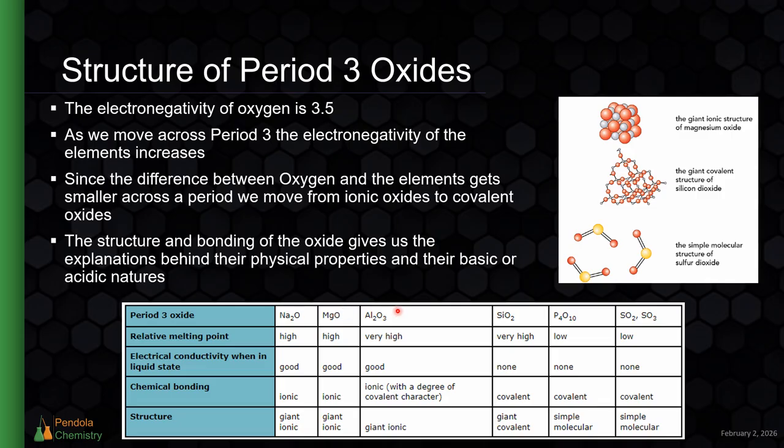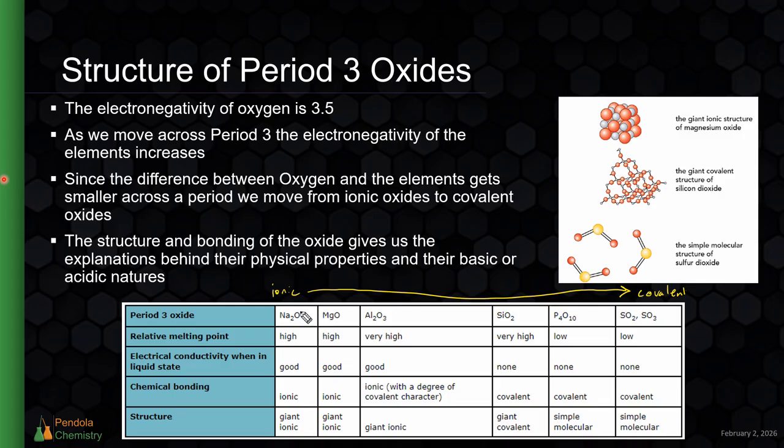Sodium oxide, magnesium oxide, aluminum oxide, silicon, phosphorus, and the sulfur oxides. As we go from left to right, we go from ionic to covalent. And this is a bit of a spectrum, right? We go from left to right, from ionic to covalent. As we move from left to right, they get more covalent.